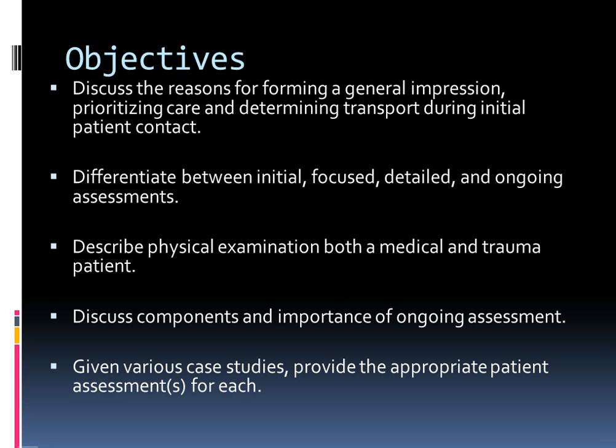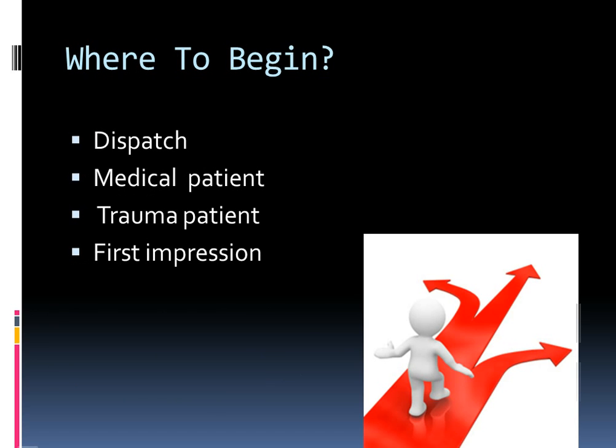Our objectives for this lecture are to discuss the reasons for forming a general impression. We're going to prioritize the care and determine the transport during initial patient contact. We're going to differentiate between initial, focused, detailed, and ongoing assessments. We're going to describe the physical examination for both a medical and a trauma patient. We're going to discuss the components and the importance of an ongoing assessment. And then, given various case studies, we're going to provide the appropriate patient assessment for each.